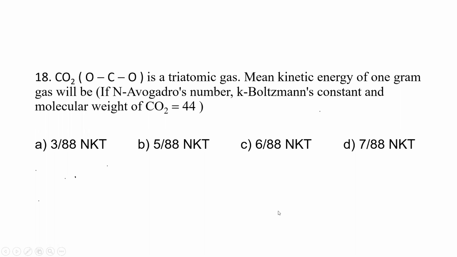Next question. CO2 is a triatomic gas. The mean kinetic energy of 1 gram of gas will be, see here, if N is Avogadro's number and K is the Boltzmann constant, then the molecular weight of CO2 is equal to 44. We need to calculate the kinetic energy of the molecule.